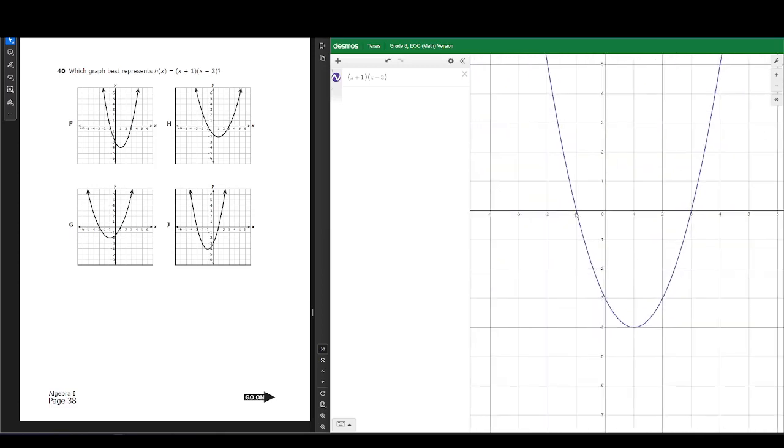So this one has x-intercepts of -1 and 3, which we should know just from how factors work. So -1 and 3, we have that on F and on H. So the other thing we need to check is the vertex is at 1, -4, which matches with F.